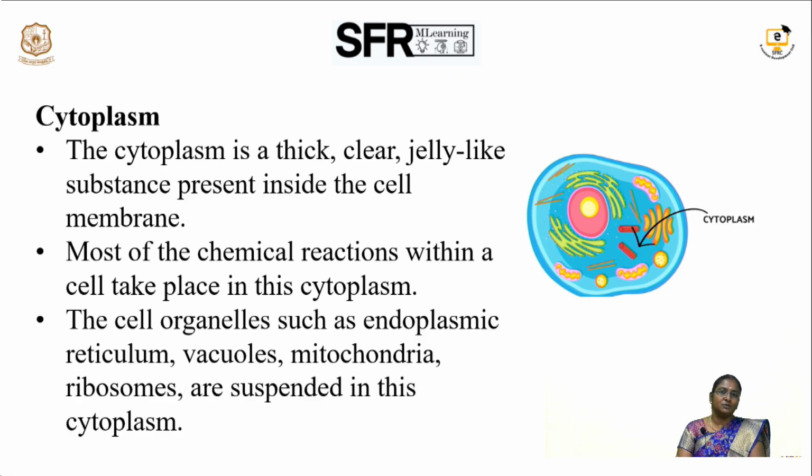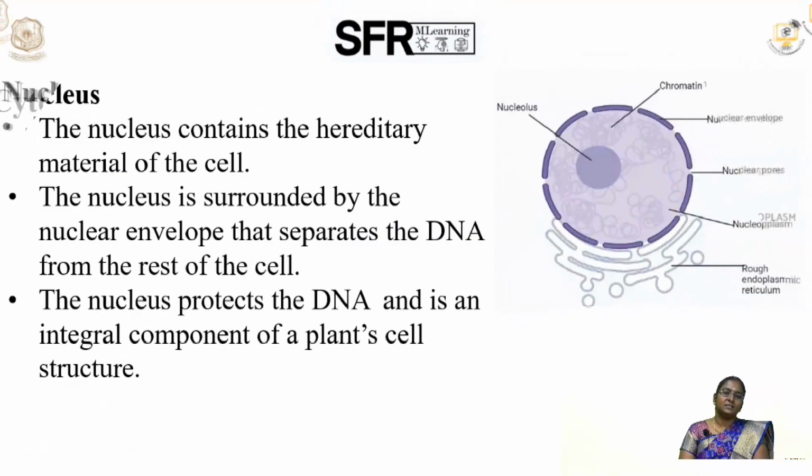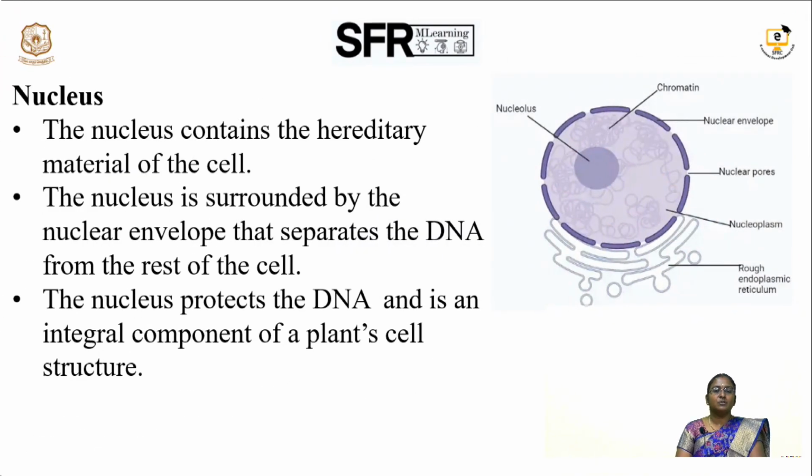It plays a major role and it embosses all the cell organelles within it. And next is the nucleus. Nucleus is the most important cell organelle. So nucleus is the hereditary unit of the cell.